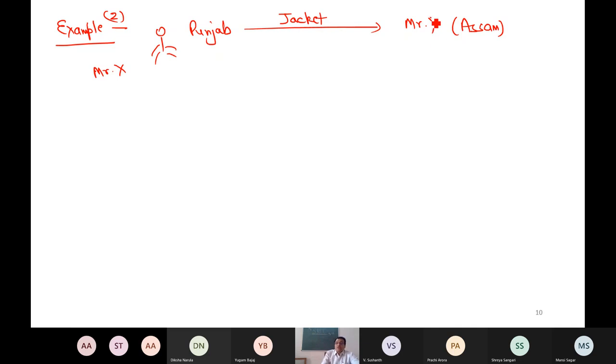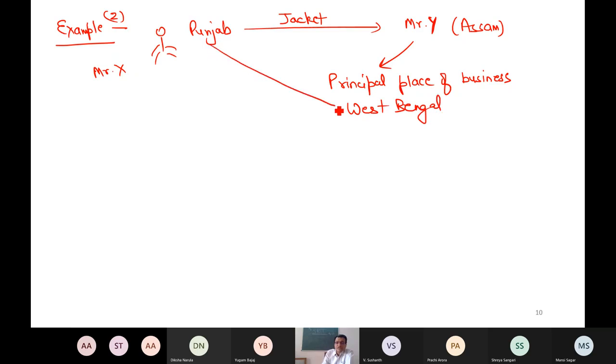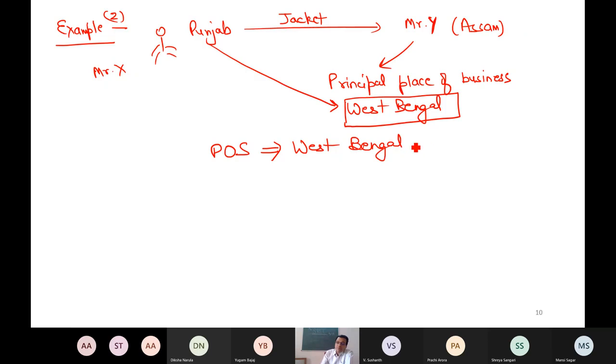But now goods. So my place of business is in West Bengal. My principal place of business is in West Bengal. So I might be registered in Assam, but my principal place of business is in West Bengal, and I'm saying that please deliver these goods at my West Bengal address. So can you tell me what is the place of supply? West Bengal. Point clear or no?